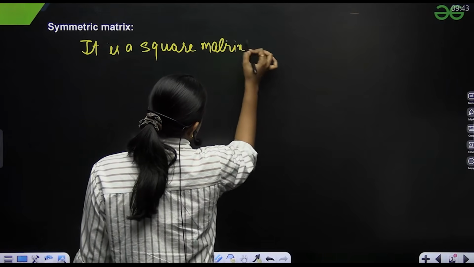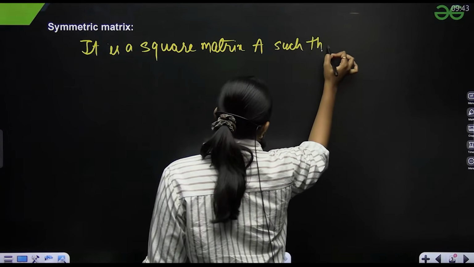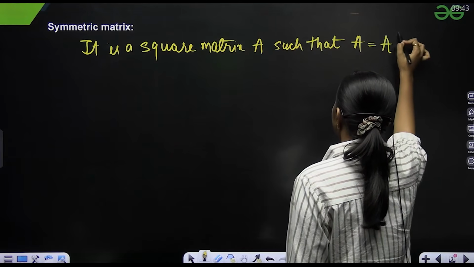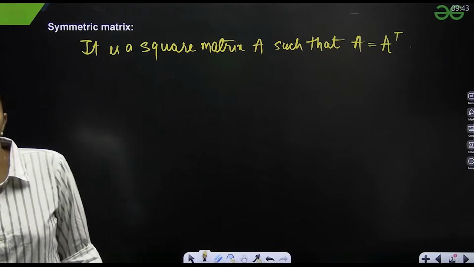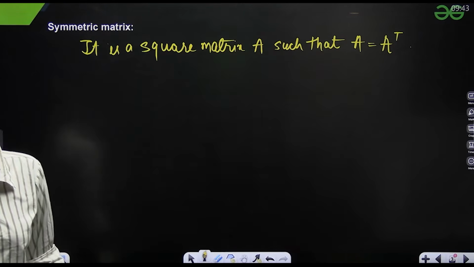Matrix A such that it has this condition that A is equal to A transpose. That means taking a transpose of a matrix does not change the matrix, right? So that is my symmetric matrix.